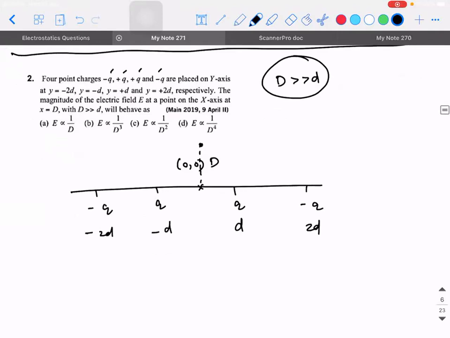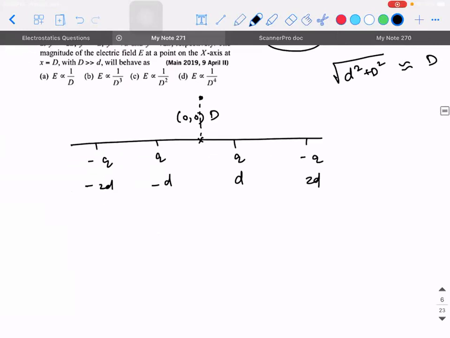Do you guys remember the way we derive the electric field due to a dipole? Wherever you have root of d square plus capital D square, what should it be approximately when this condition is given? Capital D. Yes, you write it as capital D. Same logic is applicable here also. Try them out.